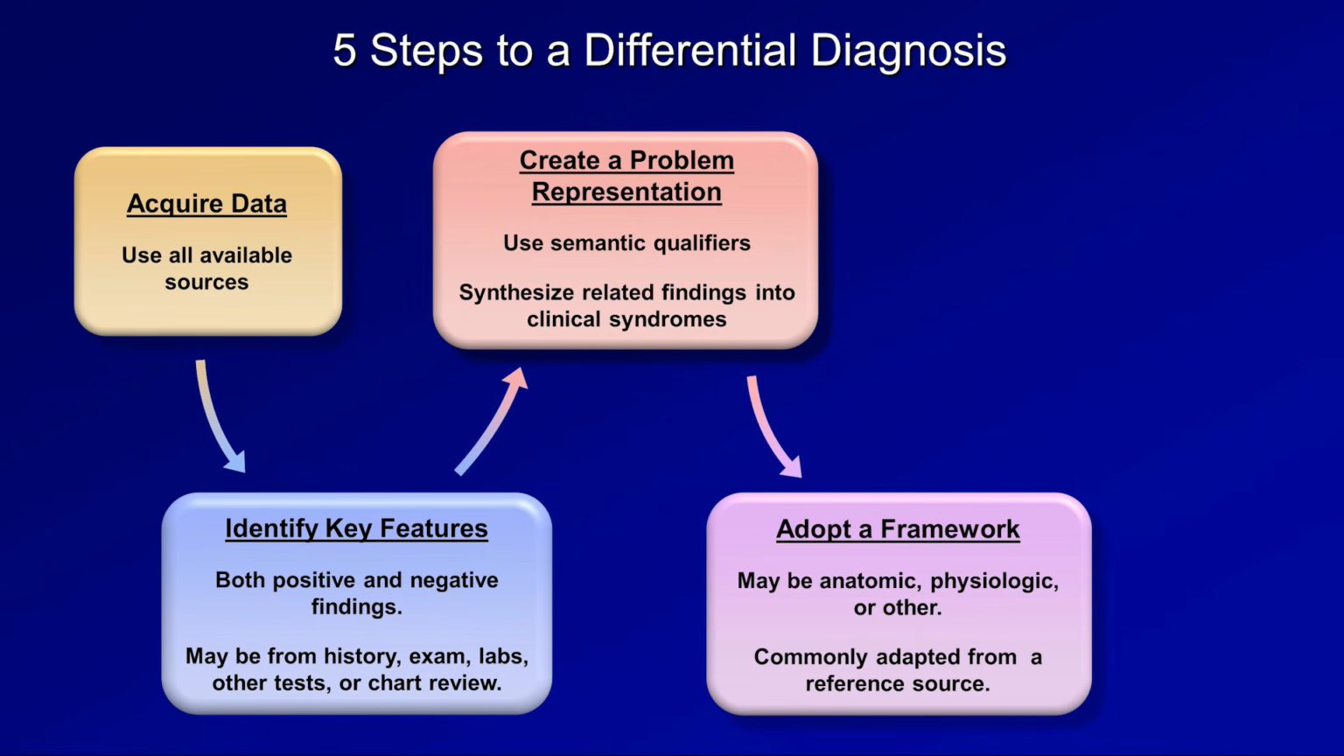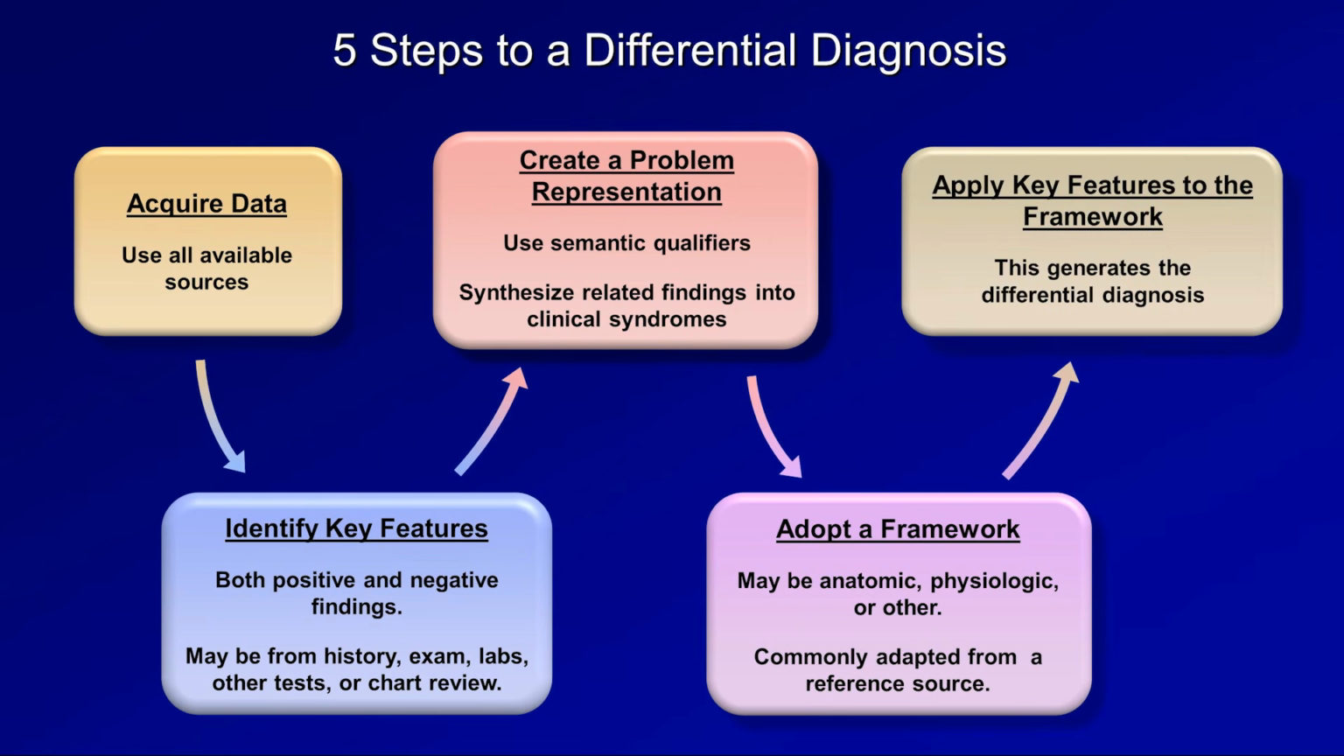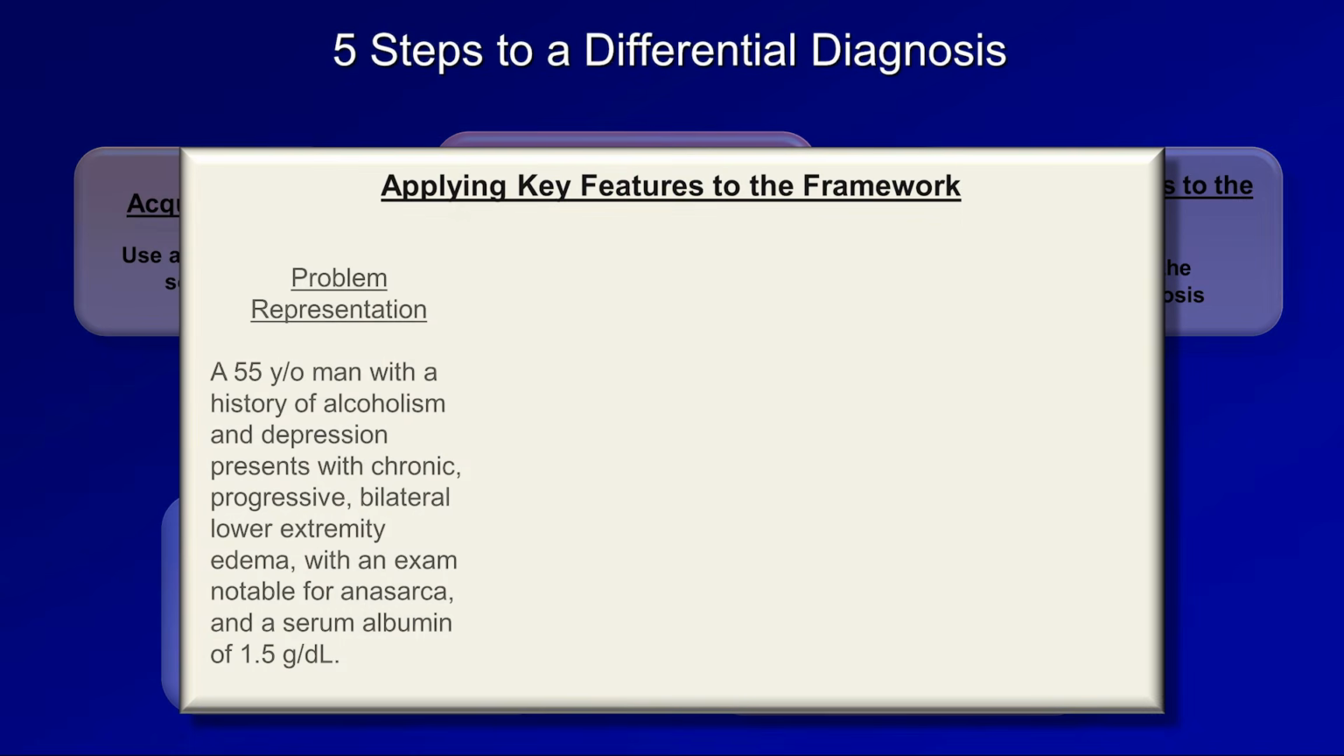Okay, one more step to go. Apply the key features to the framework, which will generate the preliminary differential diagnosis. When applying the key features, the clinician should use their presence or absence to estimate the likelihood of the diseases or pathophysiologic states that are suggested by the framework. As a brief example, imagine a 55-year-old man with a history of alcoholism and depression presents with chronic progressive bilateral lower extremity edema with an exam notable for anasarca and a serum albumin of 1.5 grams per deciliter.